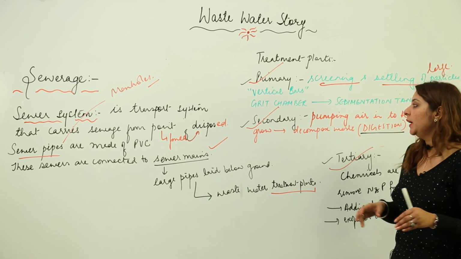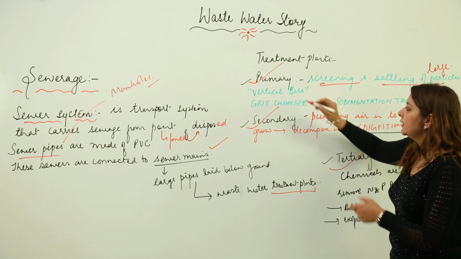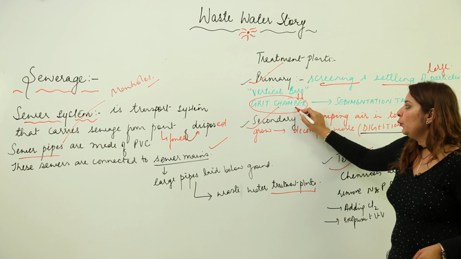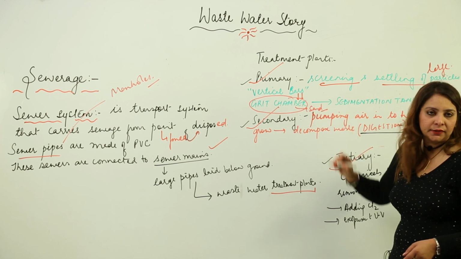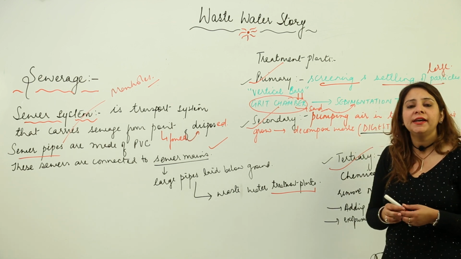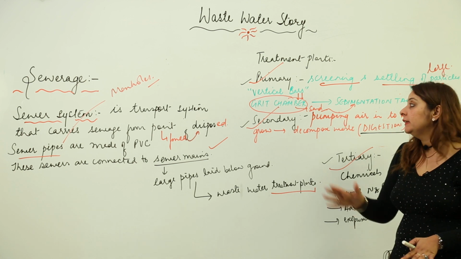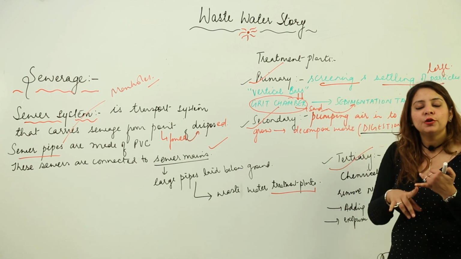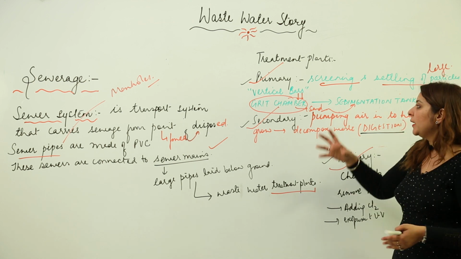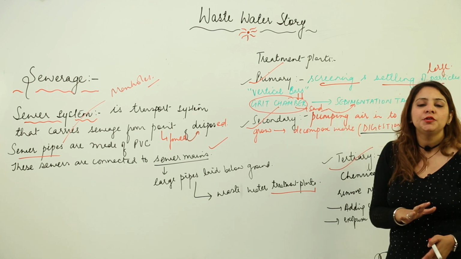Not only the large size particles, we separate the sand also. How? After the vertical bars, it is sent to a grit chamber. A grit chamber is a proper chamber where the sand is separated. Then it is sent to a sedimentation tank where all the large size sand kind of particles settle down. This is the primary treatment, in which you are removing large size particles and sand by passing the water through a grit chamber and a sedimentation tank. So this is what a primary treatment is.